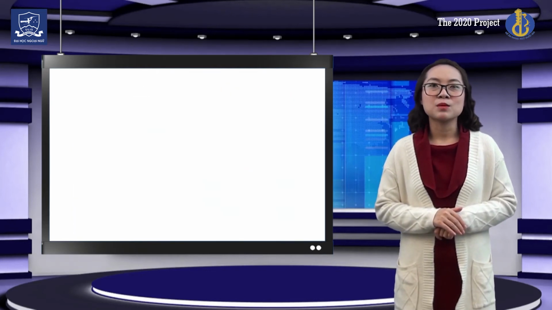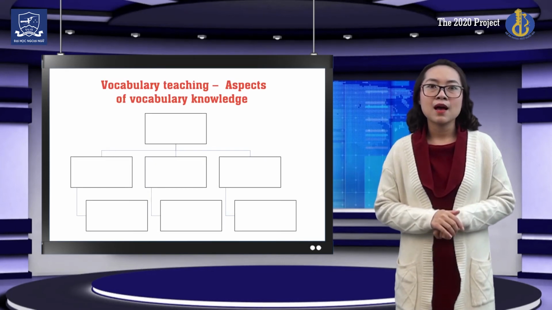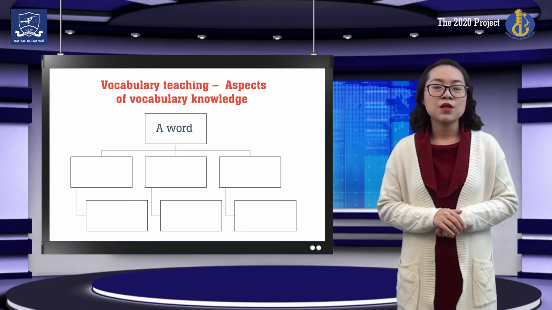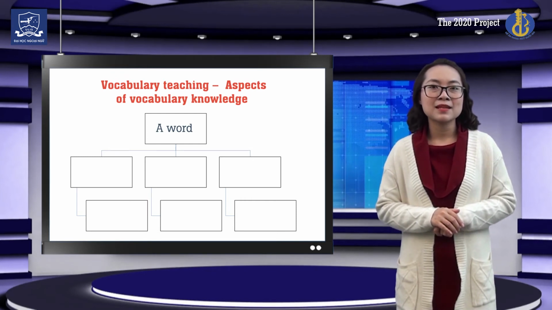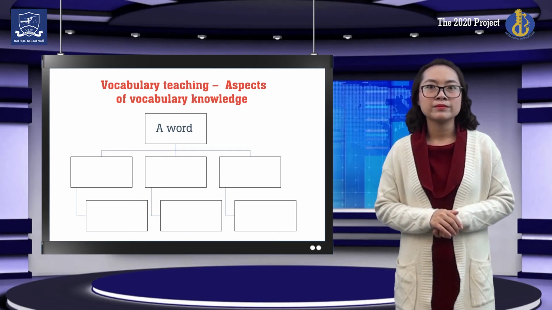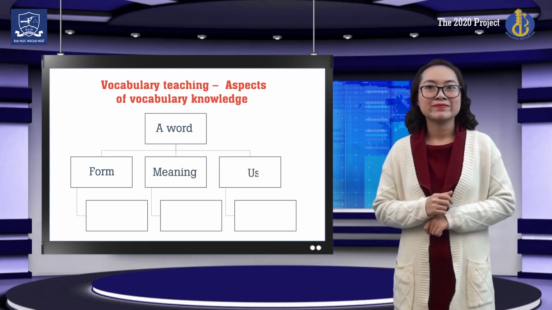The next part is about vocabulary. To be more specific, aspects of vocabulary knowledge. The concept of a word can be defined in various ways, but three significant aspects teachers need to be aware of and focus on are form, meaning, and use.